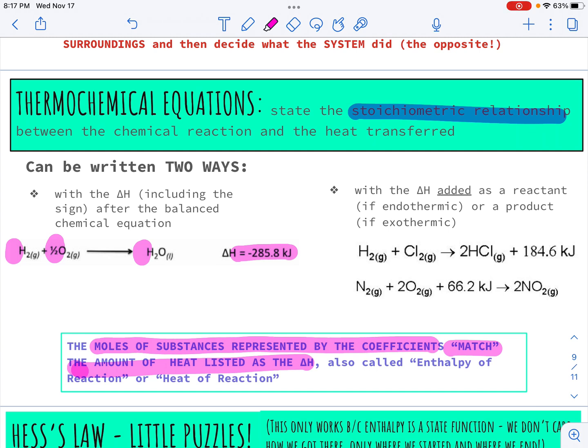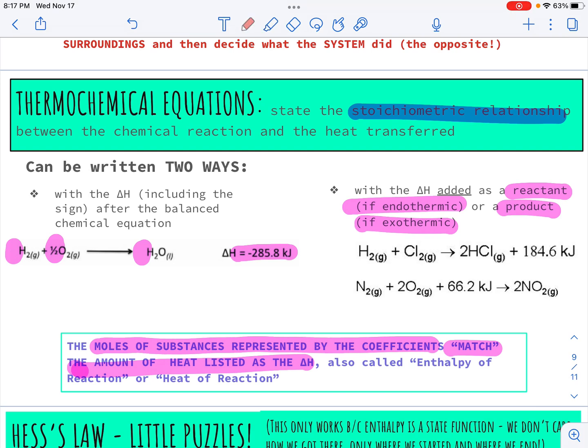Okay, so we can write it like I just showed you with the delta H written separately, or we can write it with delta H as a part of the equation, which means you have to remember if it's endothermic, the heat has to be written as a reactant, and if it's exothermic, the heat has to be written as a product. All right, so it gets added to either side. It either goes in endothermic reactions or comes out in exothermic reactions.